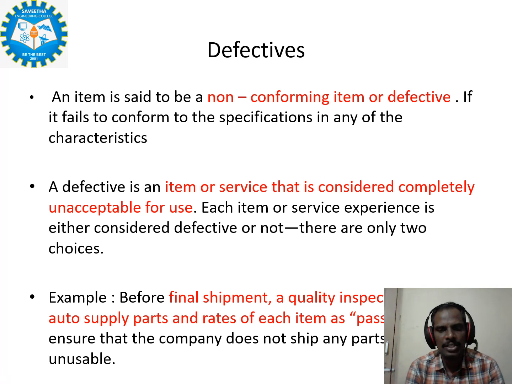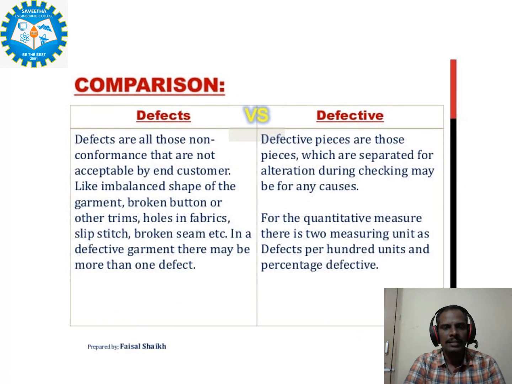For example, in the final shipment or quality inspections of any automobile parts, the items are checked, and then the products may pass or fail, which means they may be supplied or may not be supplied. This is the comparison between the defects and defectives.